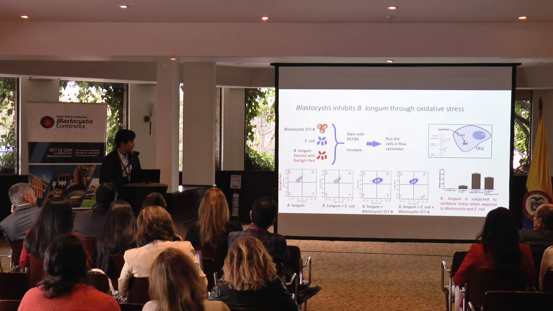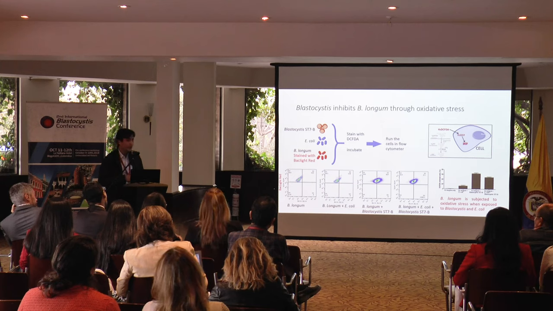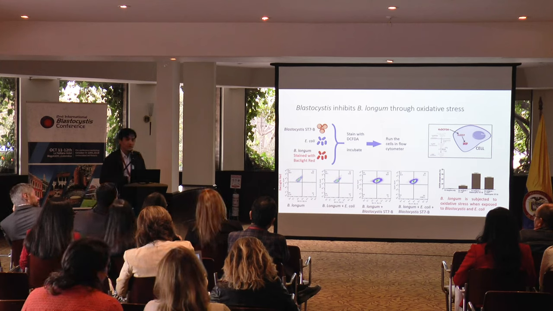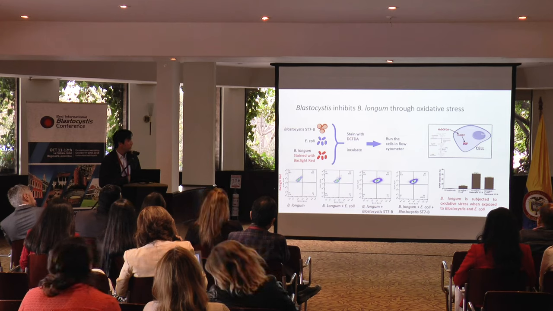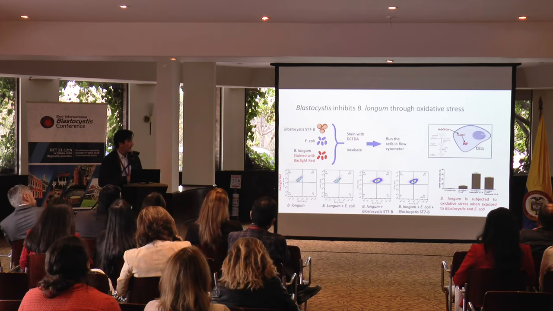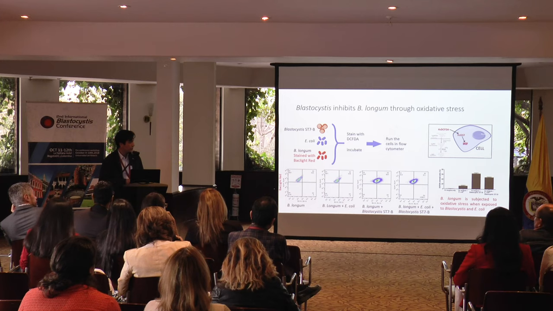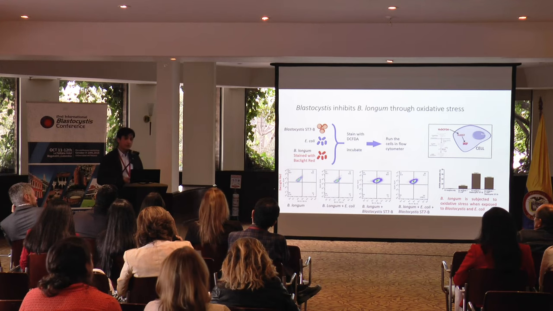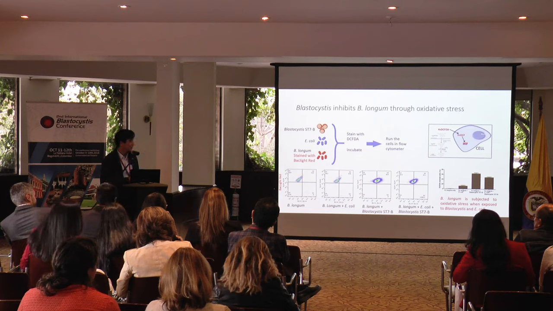So what I did was, I co-incubated the three of them, and particularly for Bifidobacterium longum, I stained with BacLight Red so that when I do flow cytometry, I can gate for them. After combining all of them, I stained with DCFDA. DCFDA is not a fluorescent compound, but when it is exposed to reactive oxygen species, it becomes fluorescent. So that could reflect the oxidative stress that can happen to the Bifidobacterium longum.